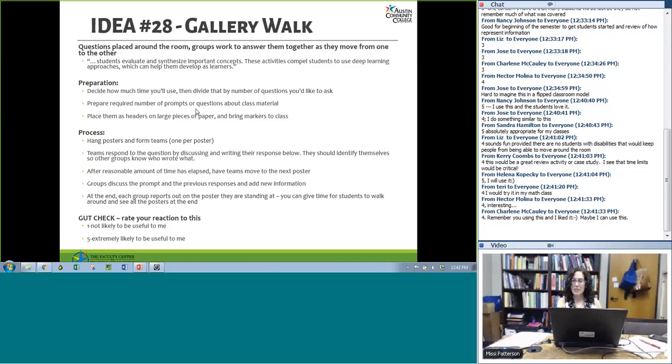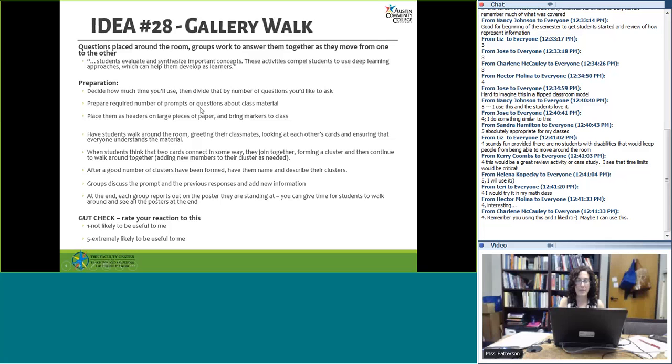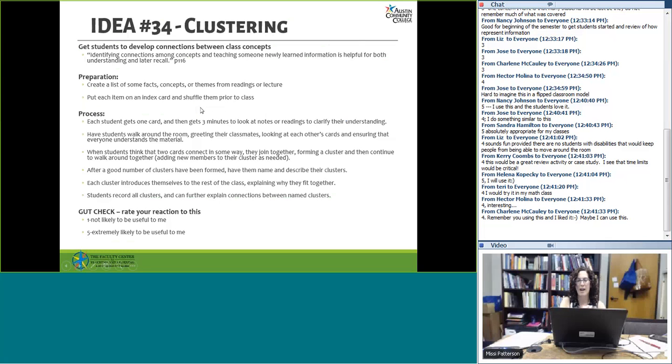Okay. So I am going to move on to our final idea for this chapter, which is idea 34, and this is called clustering. Something that I have been convinced of in my research on learning is that students tend to really handle materials so differently than experts do.